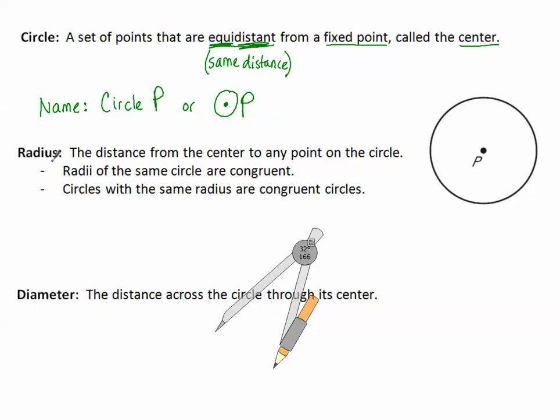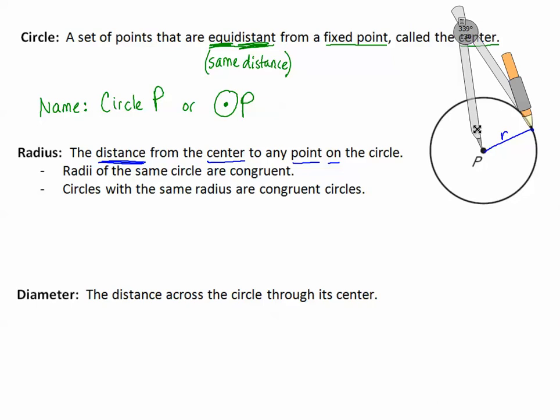The radius is defined as the distance from the center to any point that is on the circle. So here's the center. If I measure the distance from here to a point on the circle, there is the radius of the circle, the distance. So that's why when we're using a compass, we call how wide the compass is open the radius of the compass.